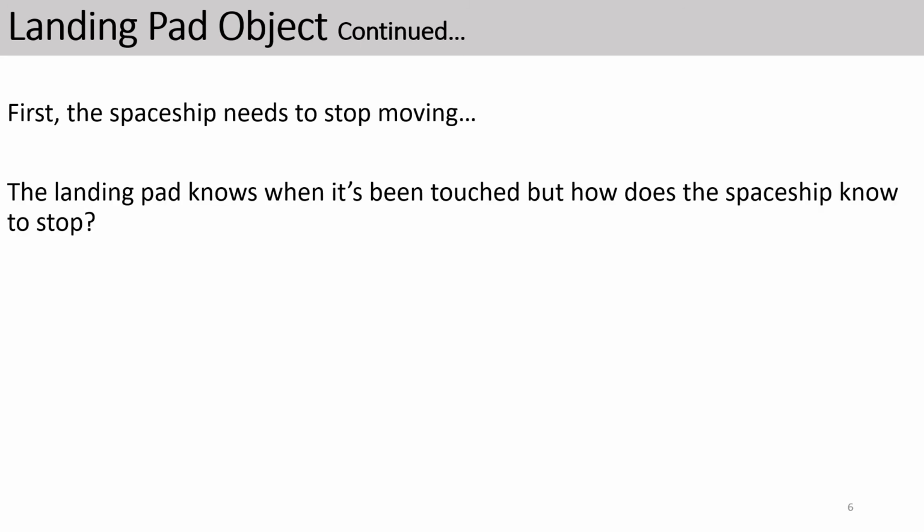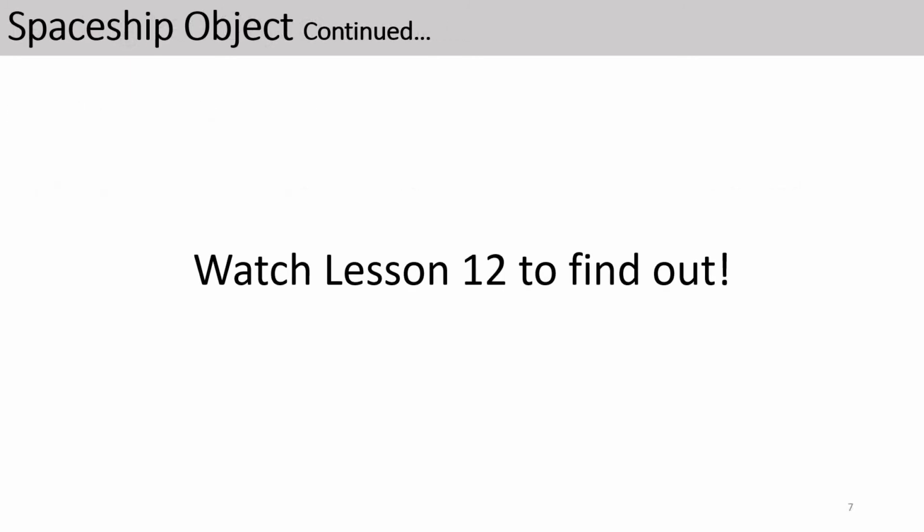Now we have a landing check thread that can sense when the spaceship touches the landing pad. But then what needs to happen? First, the spaceship needs to stop moving. The landing pad knows when it's been touched, but how does the spaceship know to stop? Watch Lesson 12 to find out.